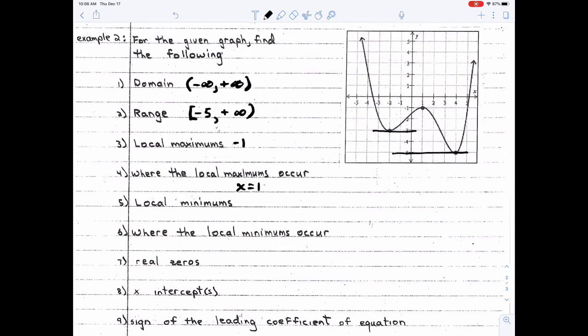So the local minimums here are -3 and -5. And where are the x coordinates that correspond to that? At -2 and 4.